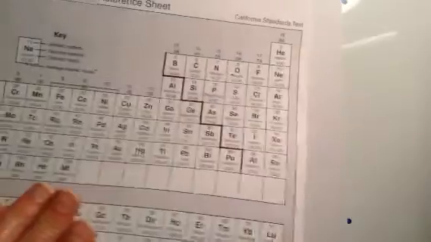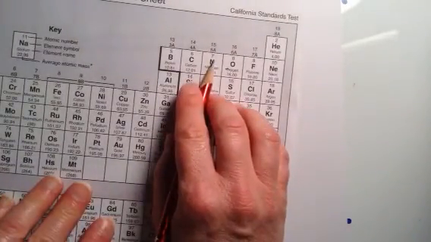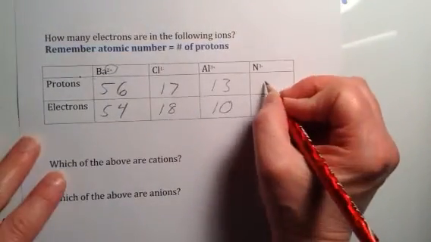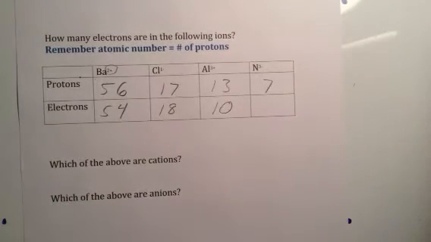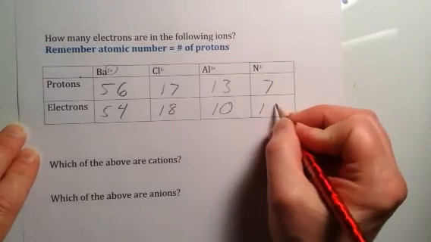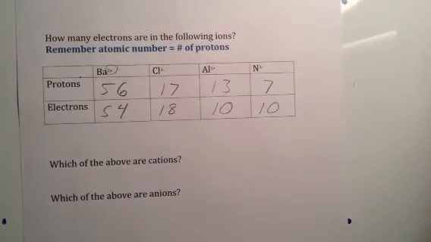Nitrogen has an atomic number of 7, which would mean that it has gained electrons for a total of 10 electrons.